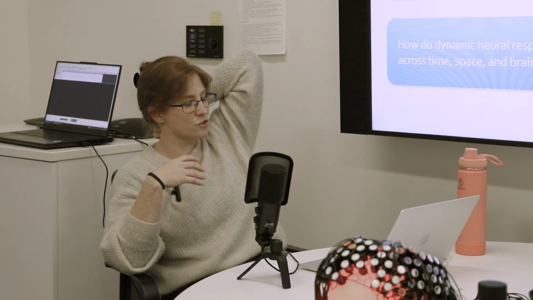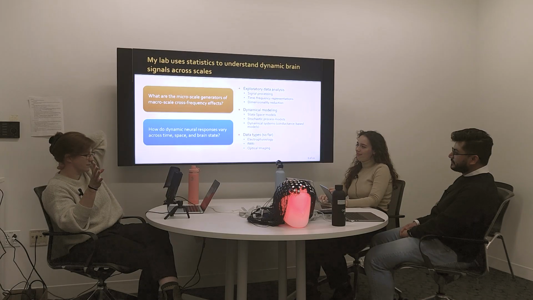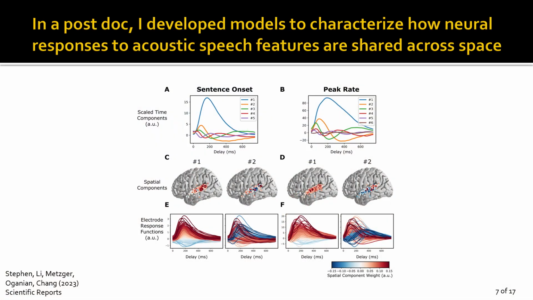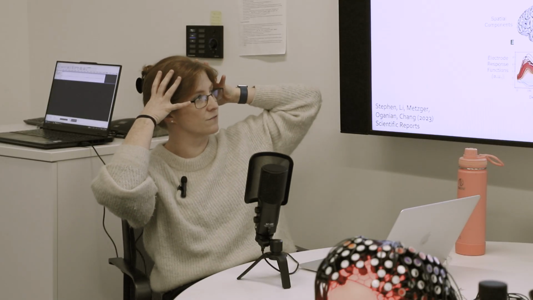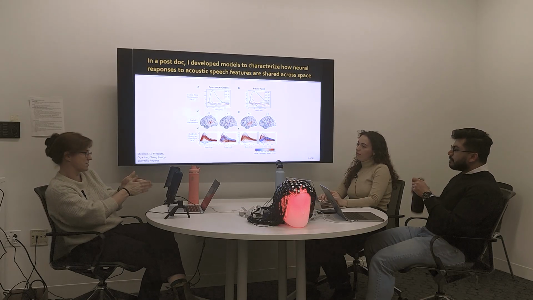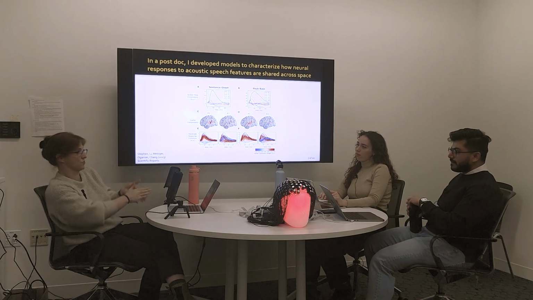So, in terms of characterizing dynamic responses and how they might vary across time, space, and brain state, my interest started when I was a postdoc at UCSF with Eddie Chang, where I was studying speech perception in ECoG. We've already talked a little bit about ECoG. The electrodes are on the surface of cortex, in patients who have intractable epilepsy. They need to monitor their brain responses in order to figure out where their seizures are coming from.